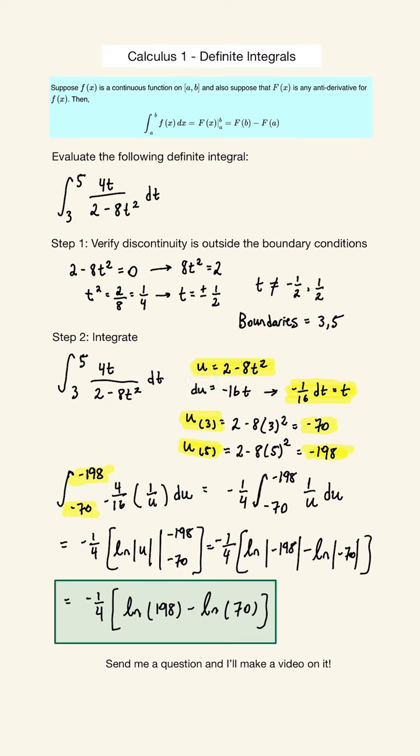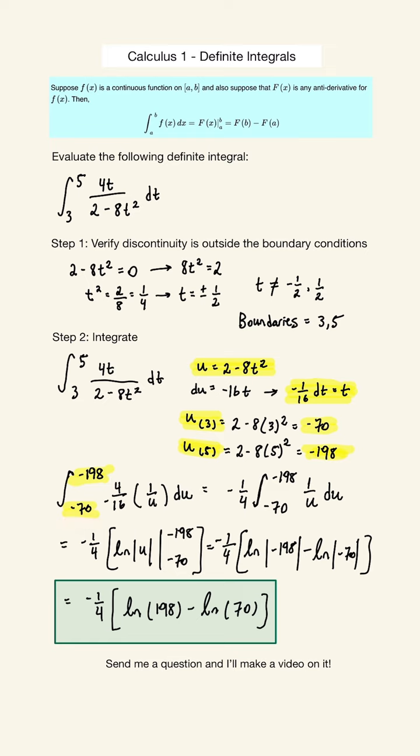So all we have to do is plug in 3 into our t term for u to get our boundary for u. So when we have u of 3, it's going to transition to be negative 70, and when we have u of 5, it's going to transition to be negative 198. The last step is we can go ahead and reset our bounds and plug in our u term.